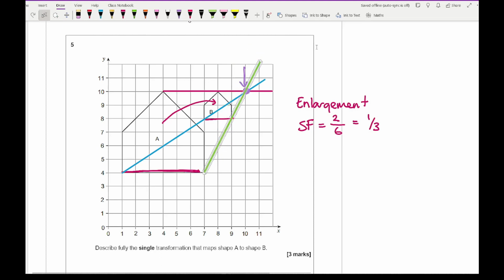Going through the point, as you can see, that pretty much confirms it. So then the centre is at 10, 10.